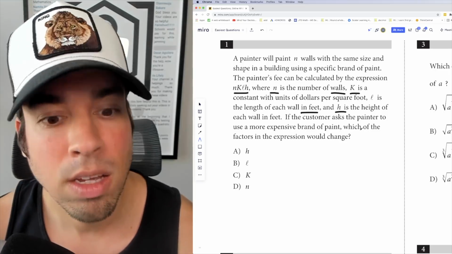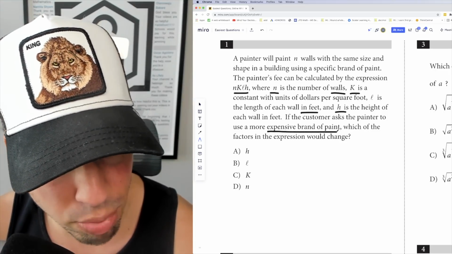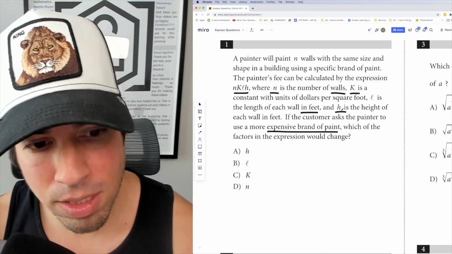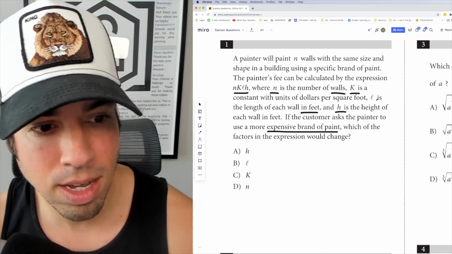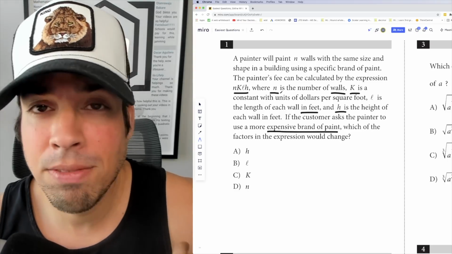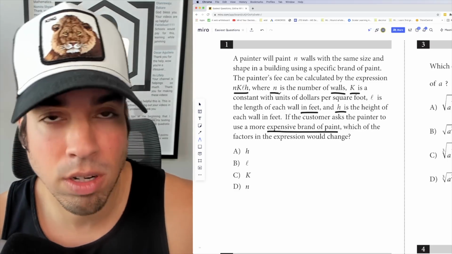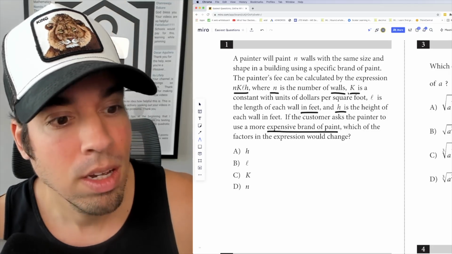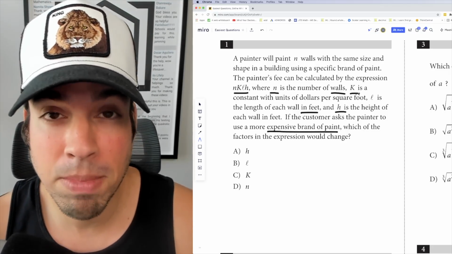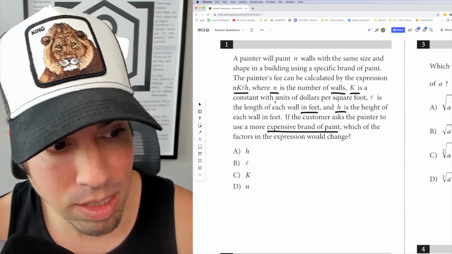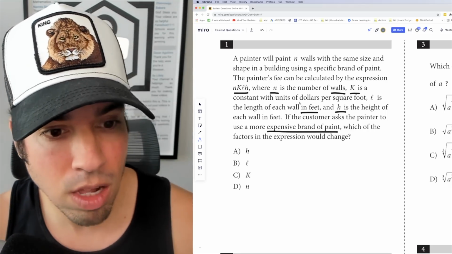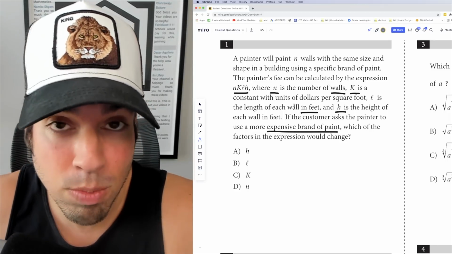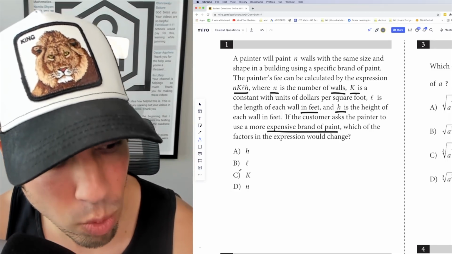If the customer asks the painter to use a more expensive brand of paint, which of the factors in the expression would change? So obviously this is not going to affect the height. This is not going to affect the length, and it's not going to affect the number of walls. All of those things are going to stay the same, right? That's not going to be changed by a more expensive brand of paint, which means that k is the only one that makes sense that would be modified. Now, this makes a lot of sense because if it's a number of dollars per square foot, well, if you're using a more expensive brand of paint, it's going to be more expensive per square foot. k, therefore, is the winner.